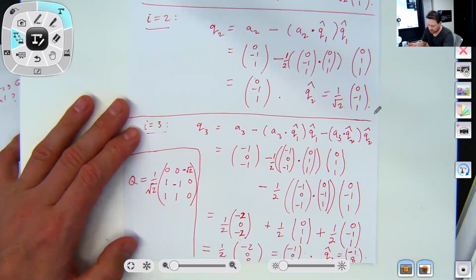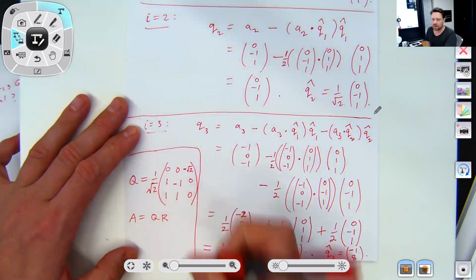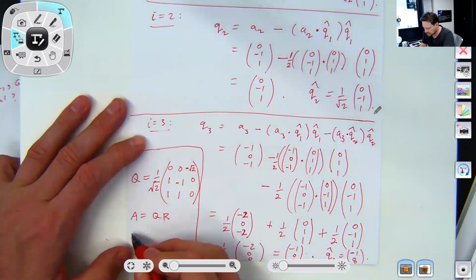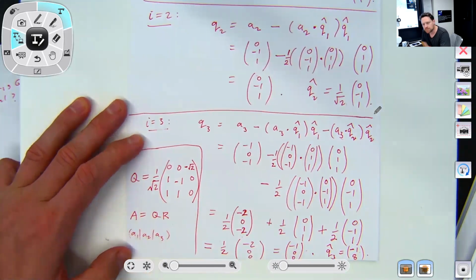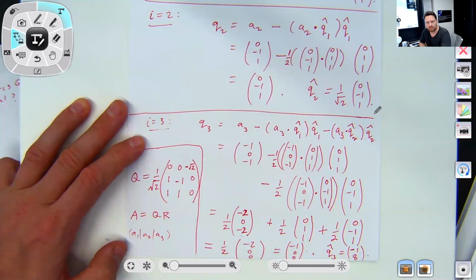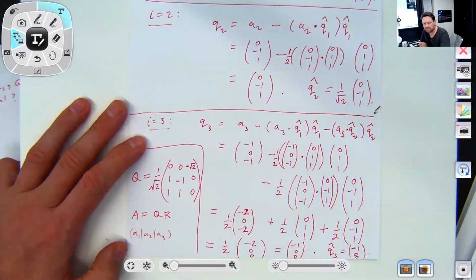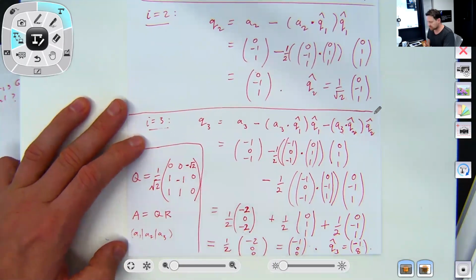All right, and so let's just note that A equals QR. This is the QR decomposition. So R will be upper triangular, and A is A1, A2, and A3, right? Concatenated just like that. And we can calculate the matrix R by multiplying Q transpose times A on the left. Okay, because the inverse of Q is the transpose of Q when we have an orthogonal matrix.